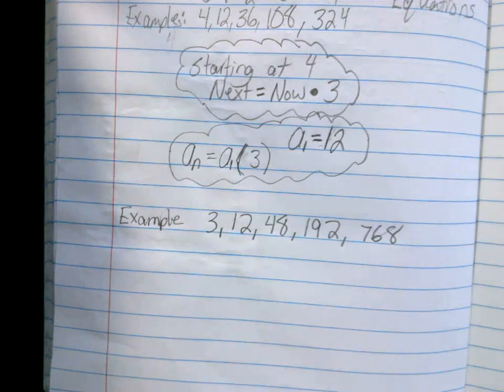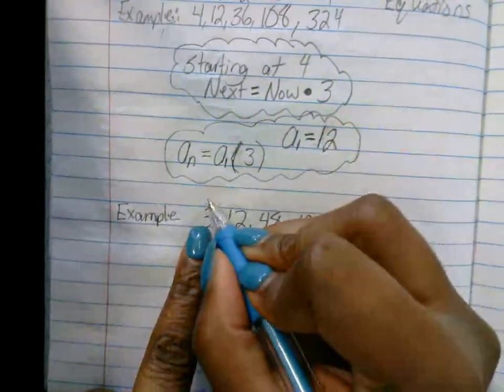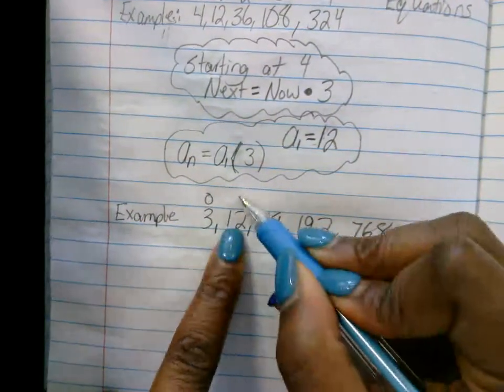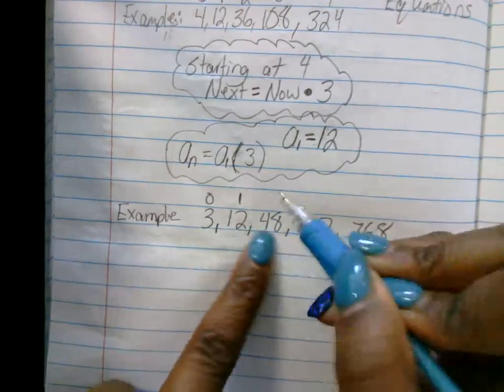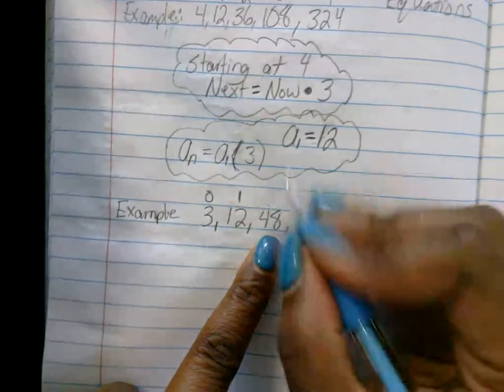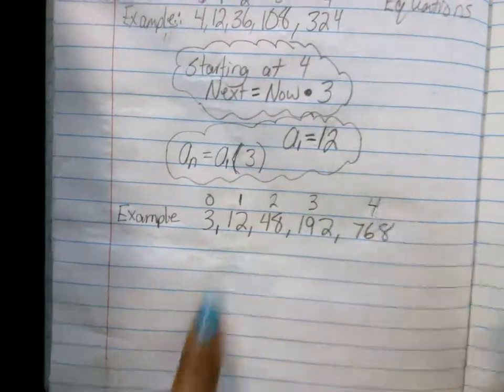And this is a geometric sequence, which means it is also an exponential function. Okay, let's do it. This is my zero number. This is my output for my starting number. My output for my first number. My output for my second number. My output for my third and my output for my fourth.